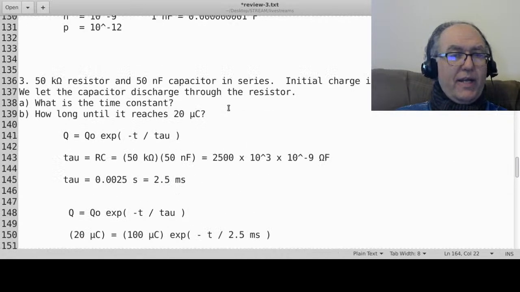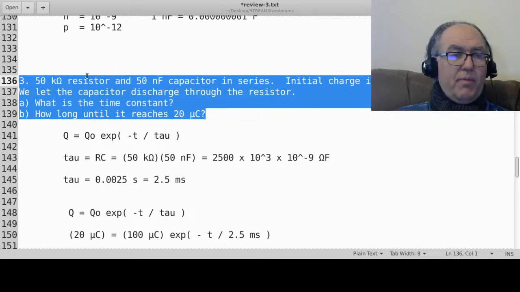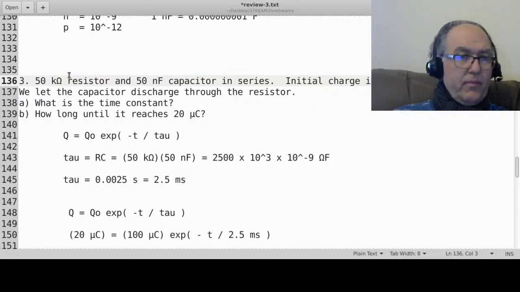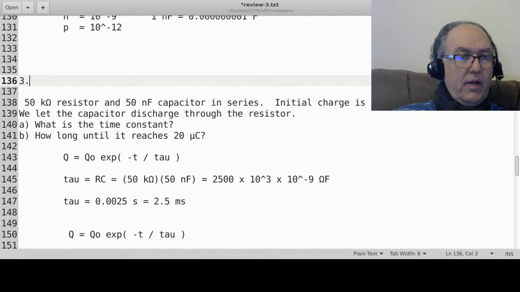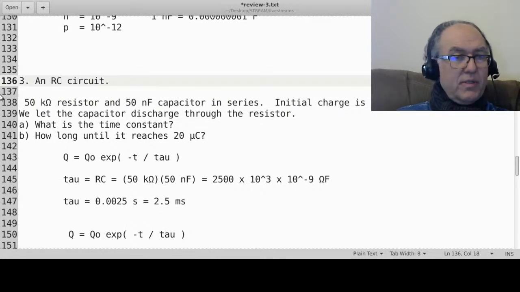Okay, so there we go. We've got a problem here, which is basically an RC circuit. Okay, so that's what that problem is.